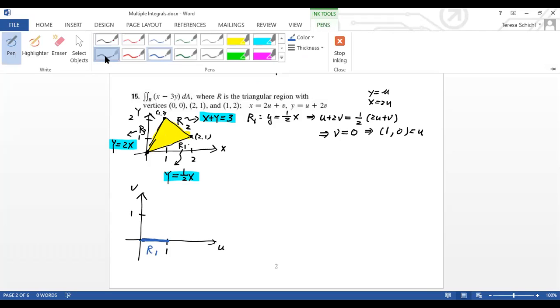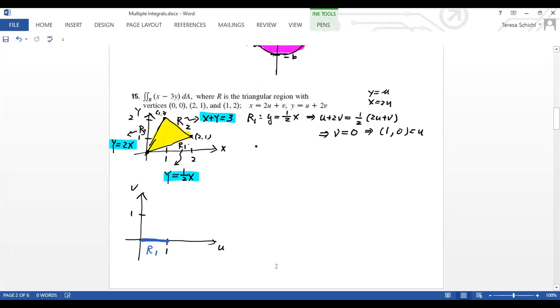Okay, now let's take a look at R2 here. R2 originally is the line x plus y equals 3. Then we do the same thing and plug in. So this is 2u plus v plus u plus 2v equals 3. All right, so you simplify that. Oh, this one simplifies pretty well. So it's 3u plus 3v equals 3. So what is u plus v? u plus v is equal to 1. Oh, that's pretty good.